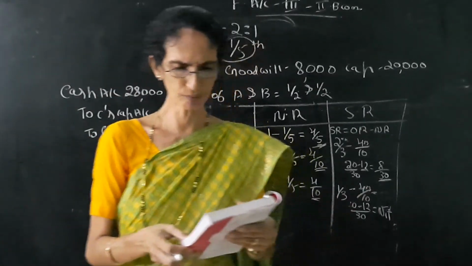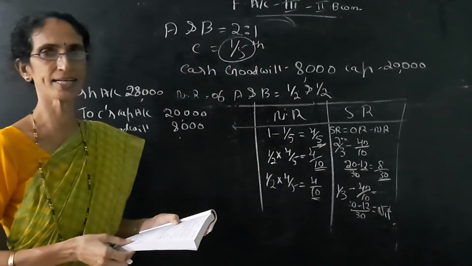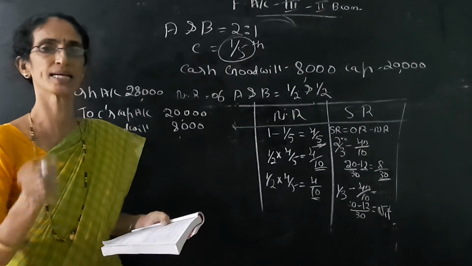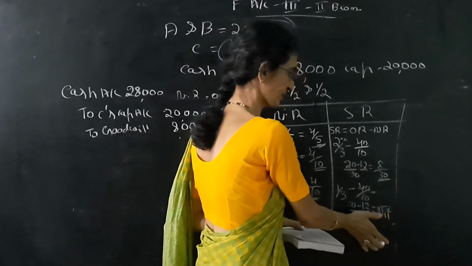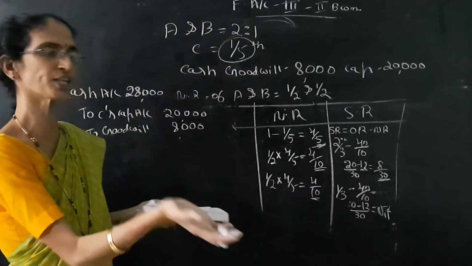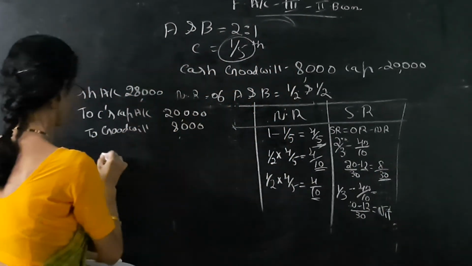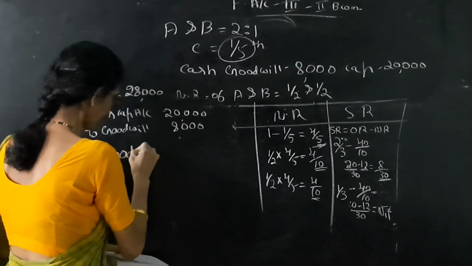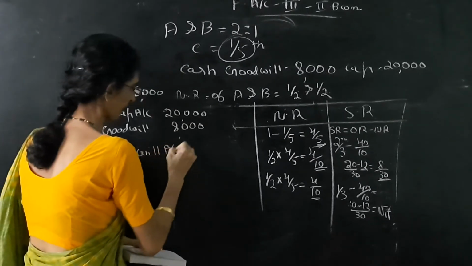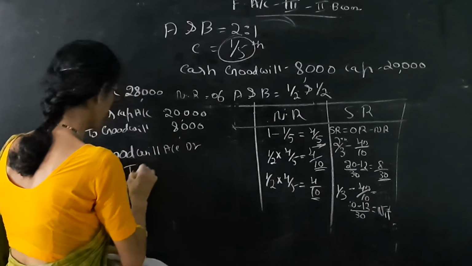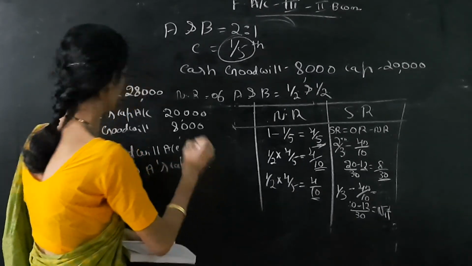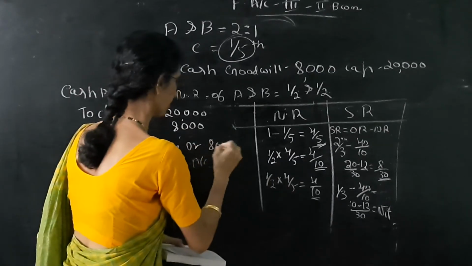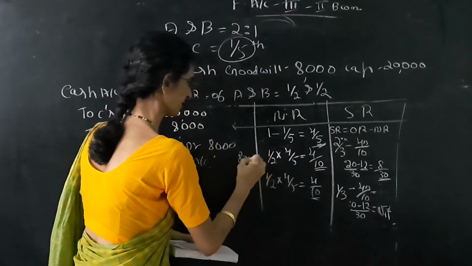Then the goodwill account should be credited to the old partners in their sacrifice ratio. Once again there is no sacrifice by B, so the whole share should be given to A. So now we debit the goodwill account, to A's capital account, and the amount is the full 8,000.